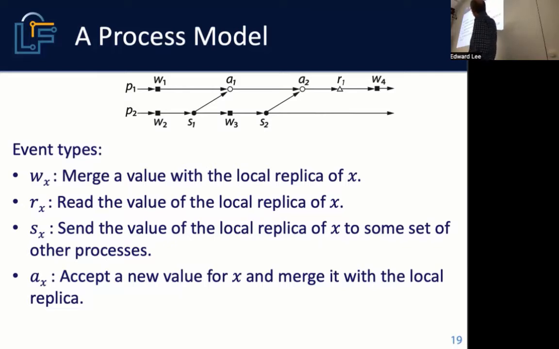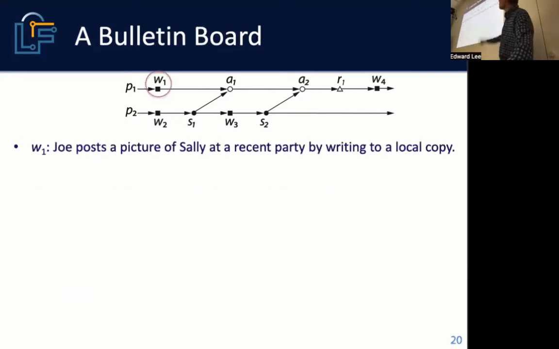The S operation sends the value of a local replica to some set of other processes. Typically, you need to do this after you run a merge. And then the A operation accepts a new value from some remote place. So let's be concrete. This picture shows a particular scenario that comes up in a very simple distributed system, a distributed chat application. W1 is, Joe posts a picture of Sally at a recent party, and he just uploads the picture to the app on his laptop.